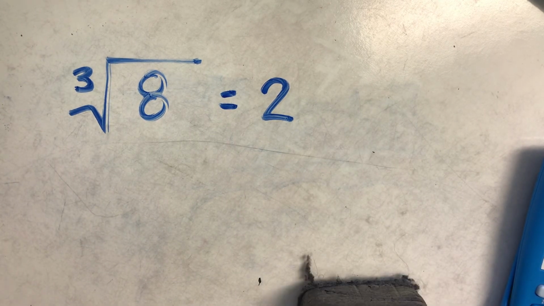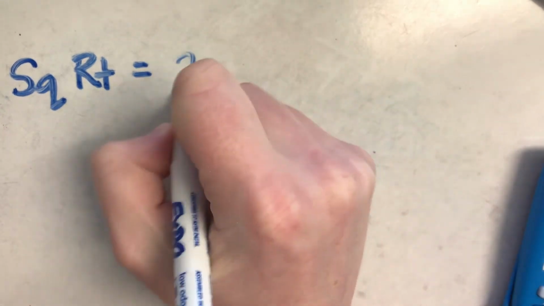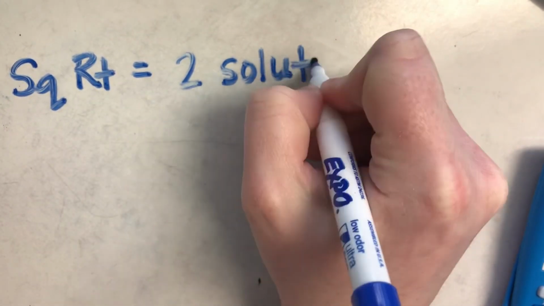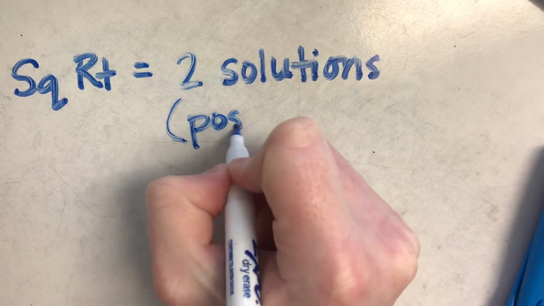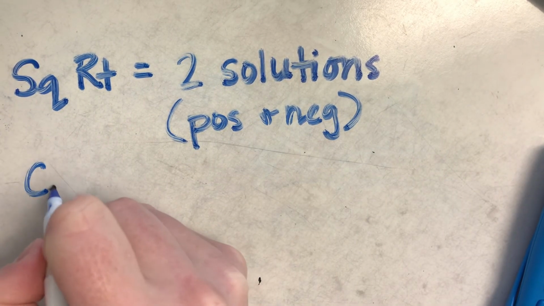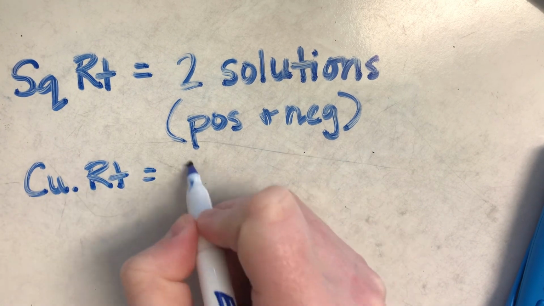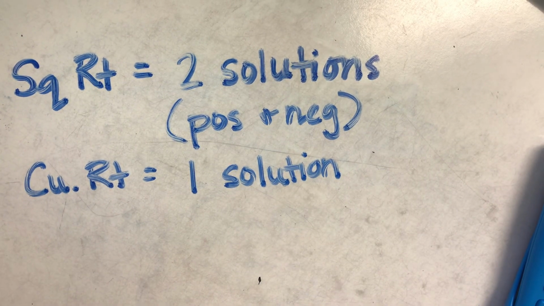So to sum it up, something we need to keep in mind every single time we work one of these. One, you need to know how to put them in the calculator. Two, you need to know that a square root has 2 solutions or 2 answers: a positive and a negative. A cube root is only going to have 1 solution. And that is all you need to know for now about square roots and cube roots.